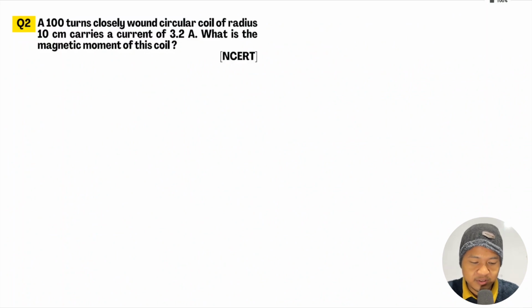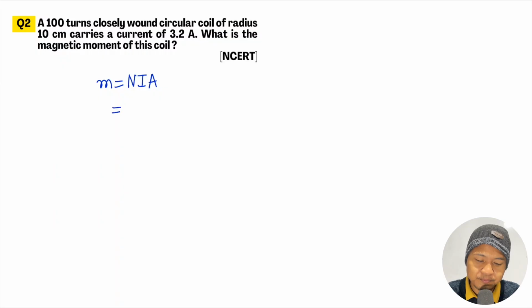Okay, you have a 100 turns close wound circular coil. Suppose you have 100 turns here, with a given radius and current. What is the magnetic moment? Magnetic moment is N into I into A. So the number of turns is 100, the current is 3.2, so 32 by 10.